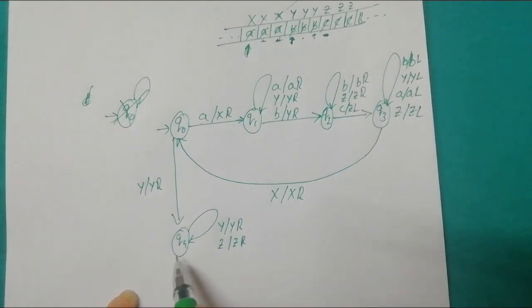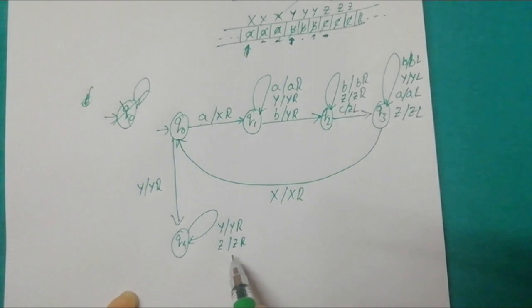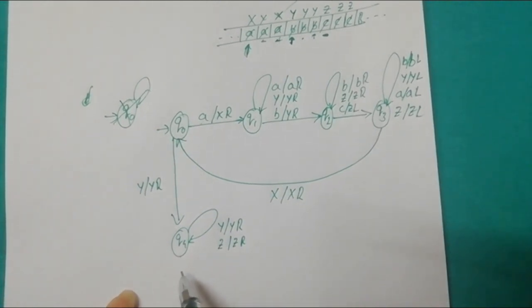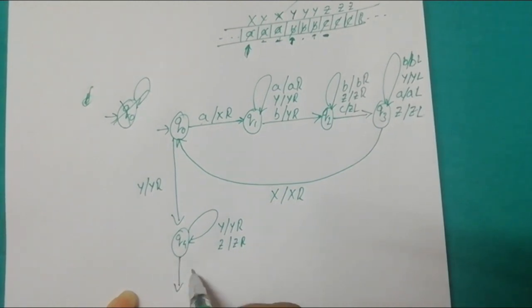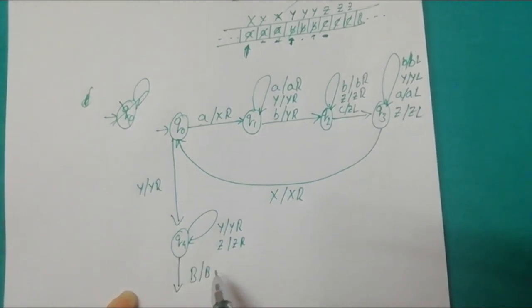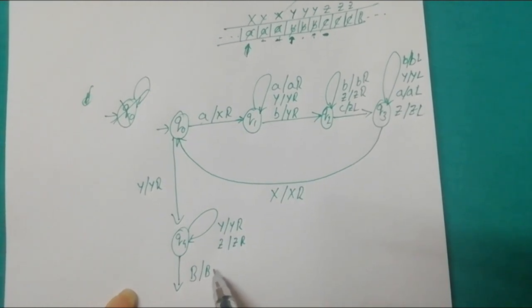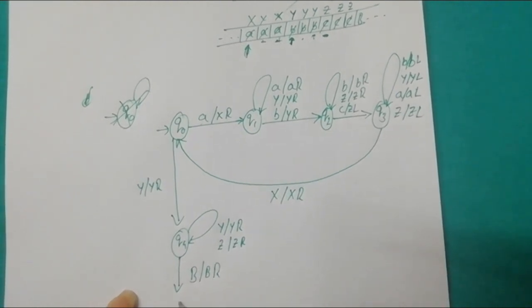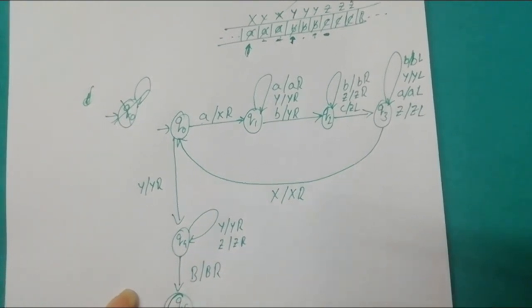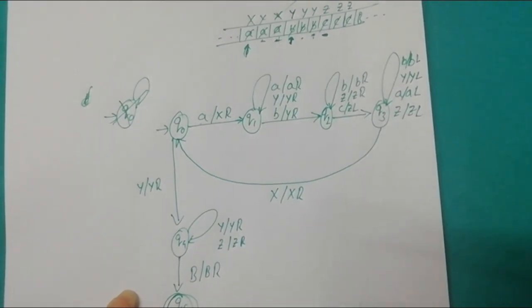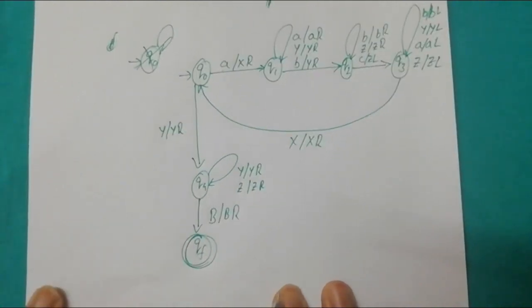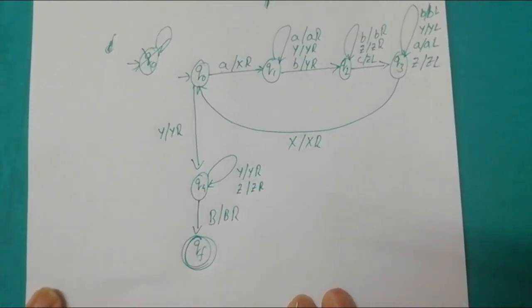But in this case, if these transitions happen, then it is a legitimate string. When q4 comes across with a blank symbol, we just keep that blank symbol and we can move either left or right, and we finally move to the accepting state qf. This is about accepting the language a^n b^n c^n.